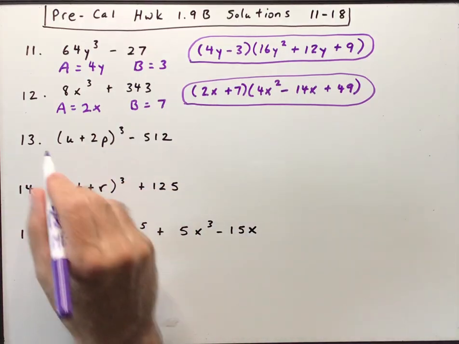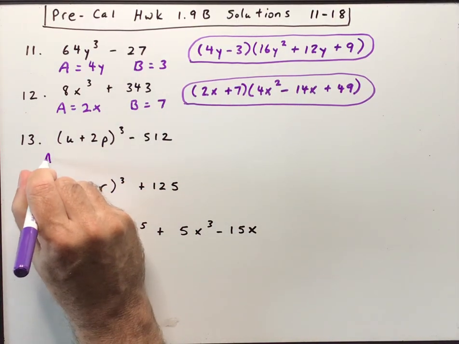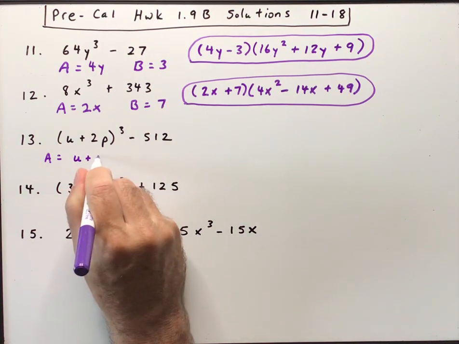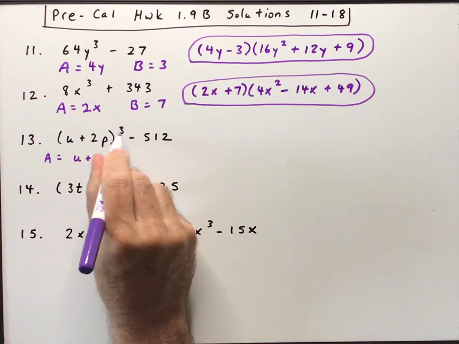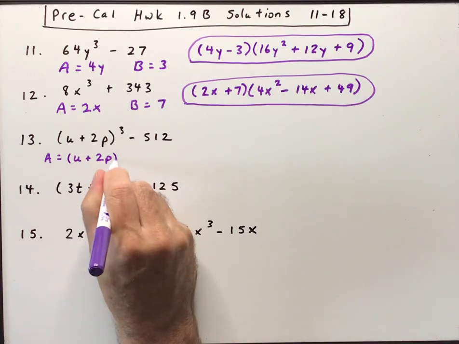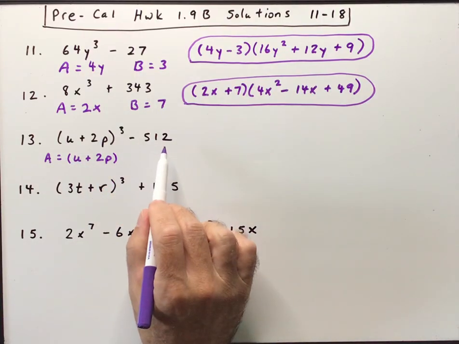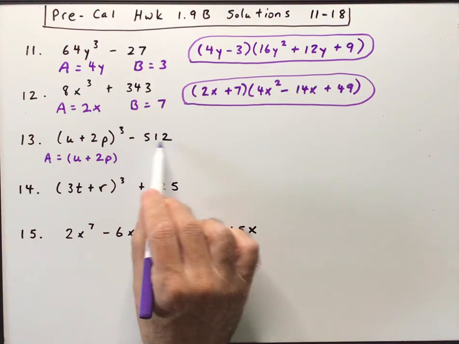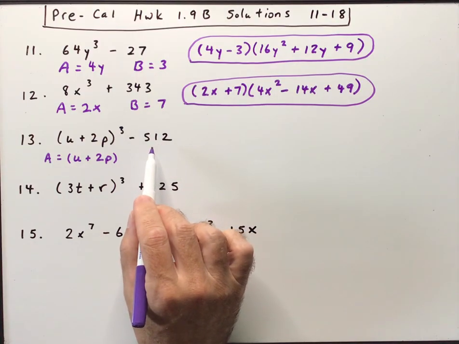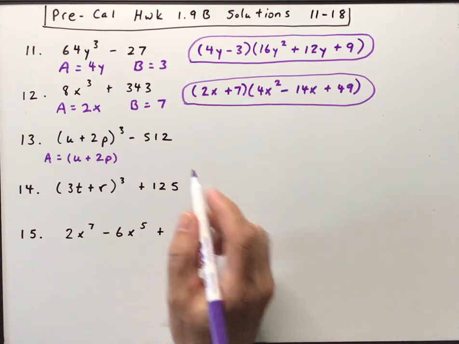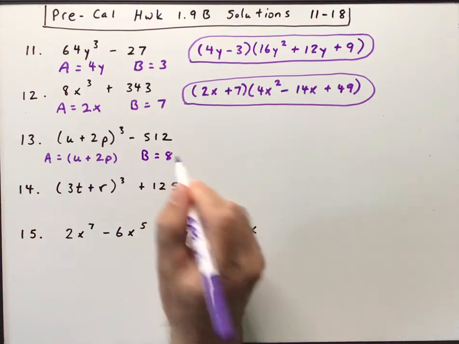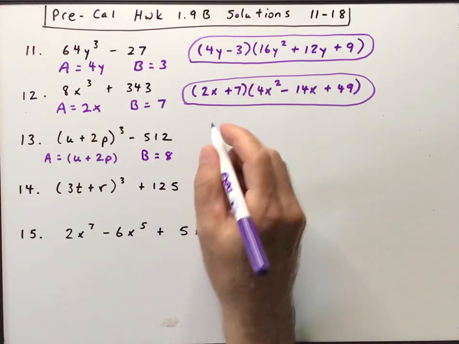All right, number 13, we've got one of these kind of special ones where A is just going to be u plus 2p. You take the cube root of that, you'll get u plus 2p. Now 512, if you take the cube root of 512, so in your calculator put 512 to the 1/3 power, you will see that it is 8. All right, so b is equal to 8. So if you're not sure, you can use your calculator on that part.